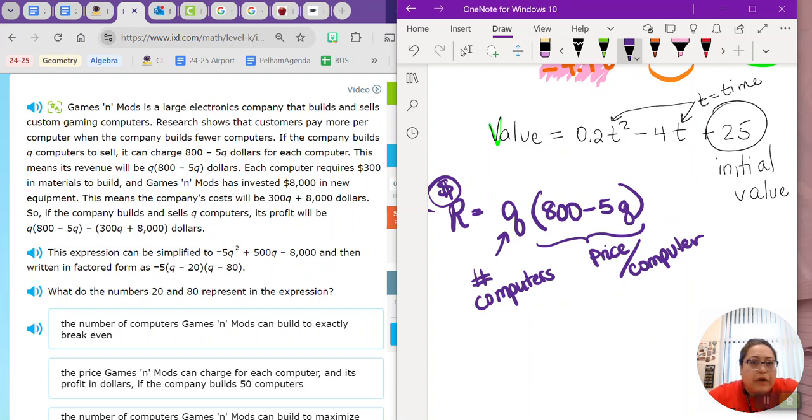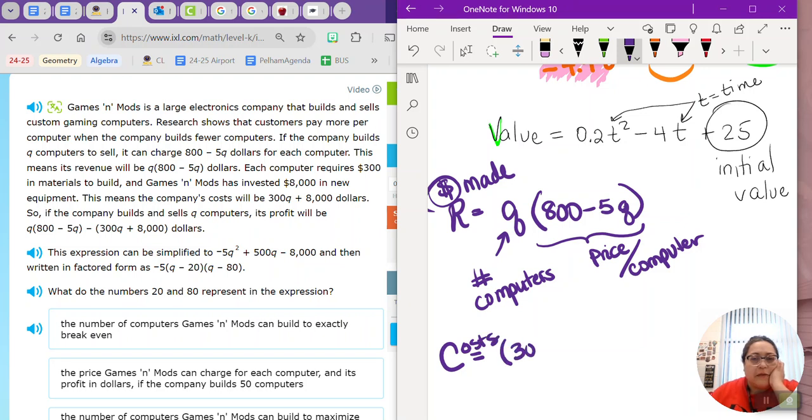Each computer requires 300 in materials to build, and Mods has invested $8,000 in new equipment. This means the company's cost will be 300Q plus 8,000. Okay, so this is revenue. This is how much money they're making, money made. And this is costs. Okay.